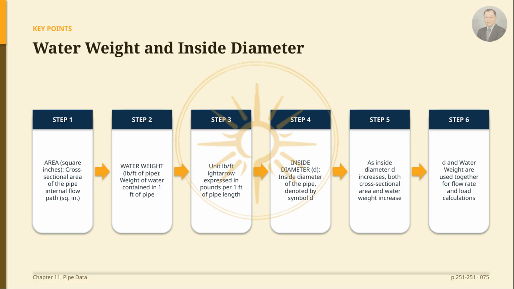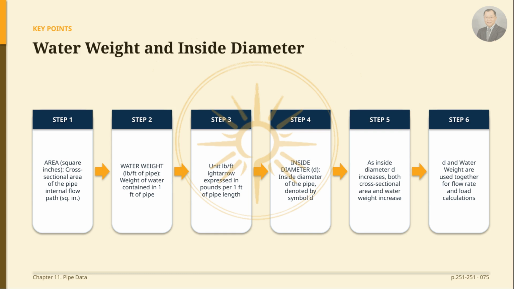Now I'll introduce the internal cross-sectional area, water weight, and inside diameter items. First, area represents the flow cross-sectional area inside the pipe in square inches. Water weight shows the weight of the water filling the pipe per foot of pipe length in pounds per foot. Inside diameter refers to the inner diameter of the pipe and is denoted by the symbol lowercase d.